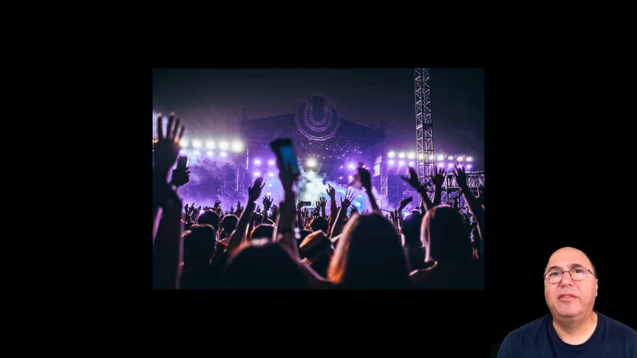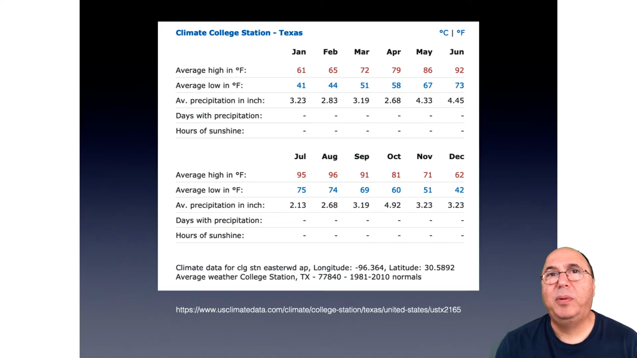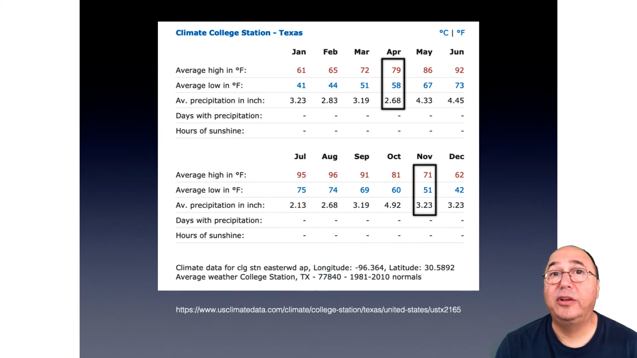So let's think about having such a festival in College Station. You probably want to pick a month that has pretty mild temperatures. April or November both look pretty good, with average highs in the 70s and average lows in the 50s. But April has, on average, less rain, so that may tip the scales towards that month.